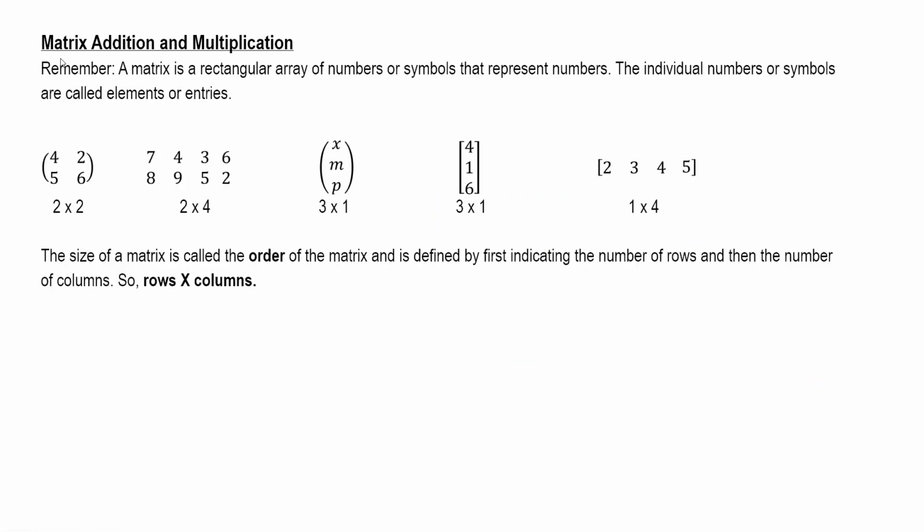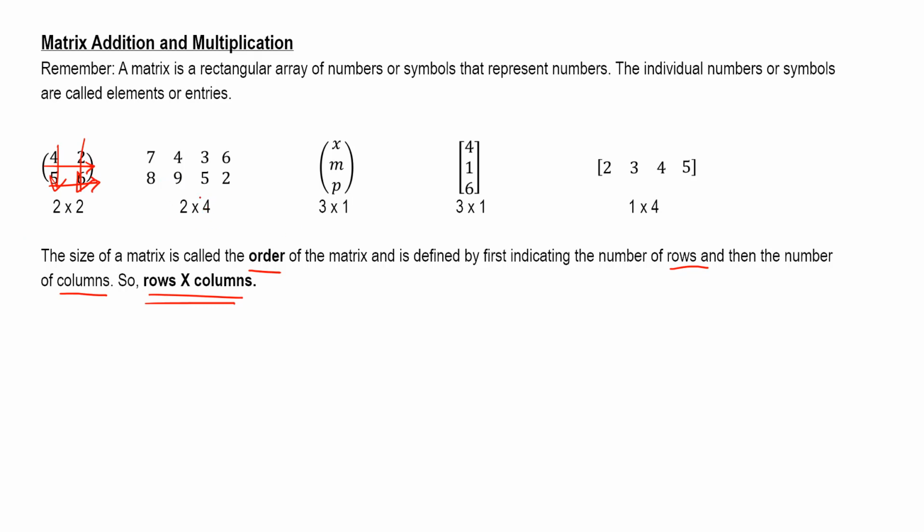So we have some matrices here, and we're going to talk about the order of each matrix. The size of a matrix is called the order of the matrix and is defined by first indicating the number of rows and then the number of columns. So whenever you talk about the order of a matrix, it's going to be rows first by that X sign columns. So this first matrix right here has 2 rows, 1, 2, and 2 columns, 1, 2.